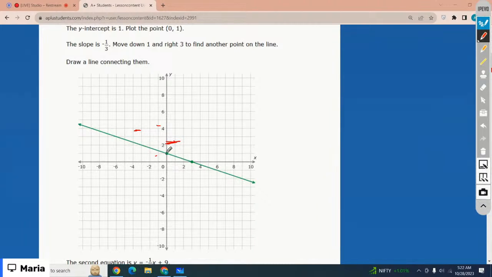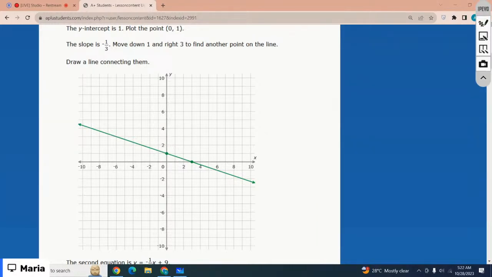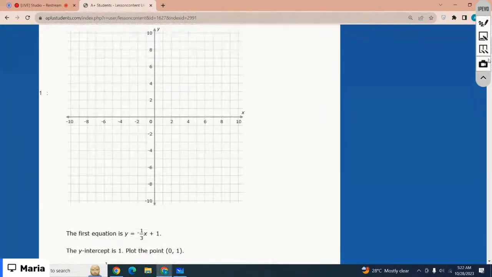Now move down 1 point and right 3 points. That would be another point. Just connect them and make a line. That is for the first equation. For the second equation, you need to do exactly the same thing, right? You are given the slope and the y-intercept, so just use the slope and y-intercept and plot the line.